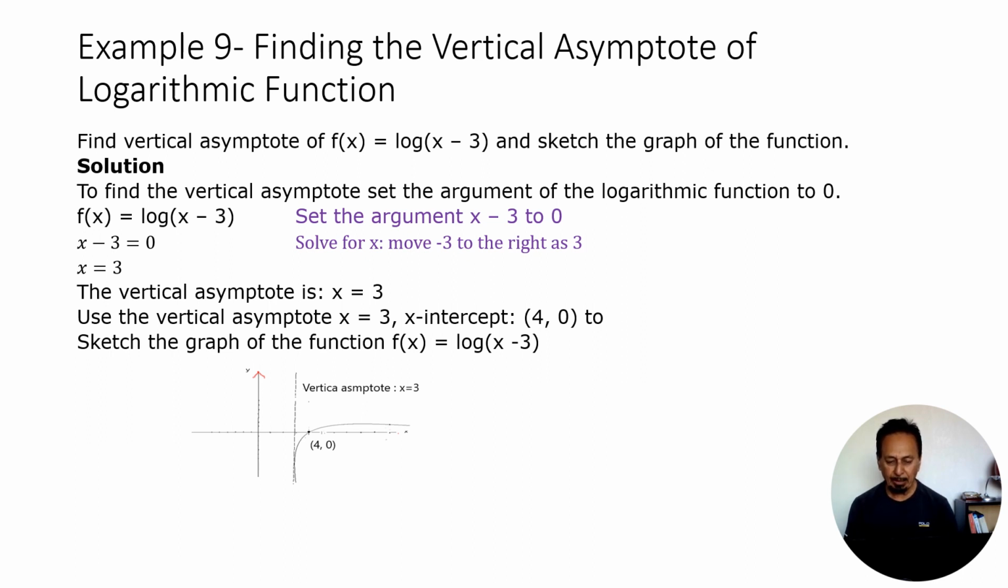Now we have already found the x-intercept (4, 0) and the vertical asymptote, and we know the domain is 3 to infinity. So we draw the vertical asymptote, and this is the x-intercept. You can choose a few more points and you get this graph. And that's the graph of the logarithmic function f of x equal to log of x minus 3.